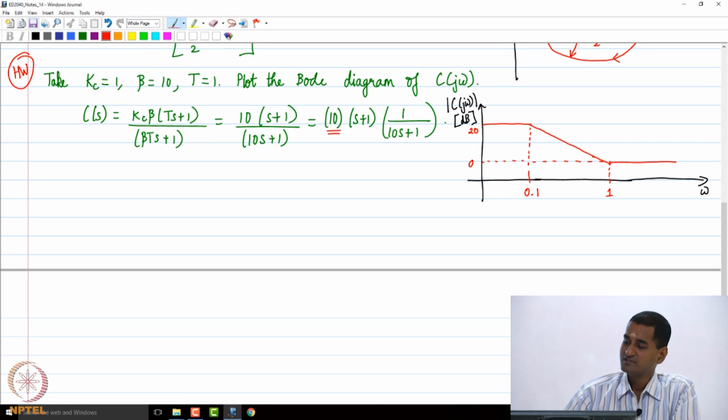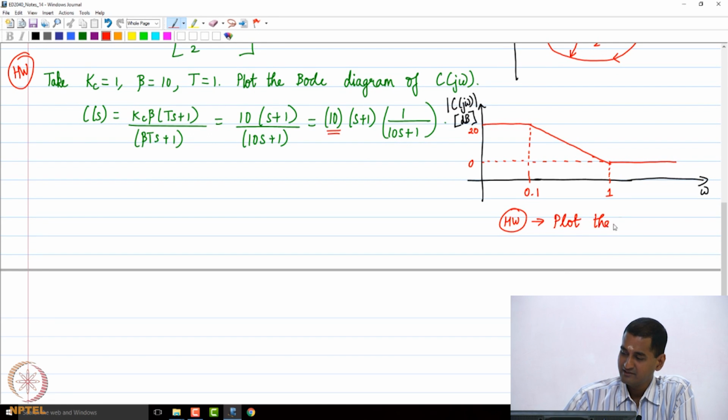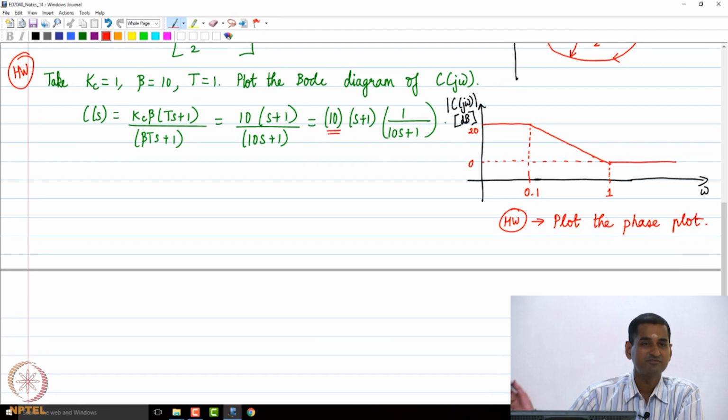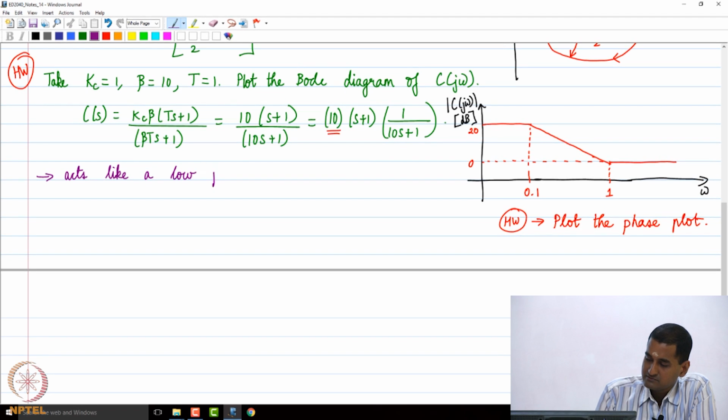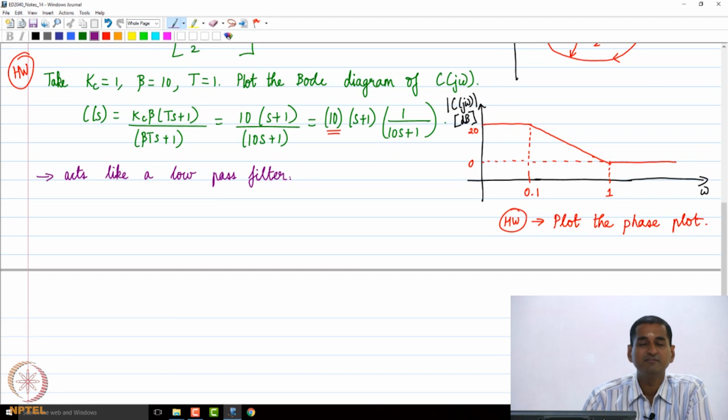So, essentially of course, once again plotting the phase diagram is something I leave to you as an exercise, okay. Plot the phase plot for this particular transfer function, but immediately from this magnitude plot, we can see that the compensator acts like a low pass filter, okay. That's the first observation. Then what else can we observe?